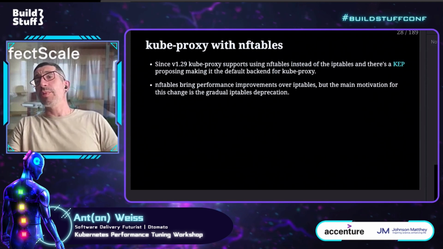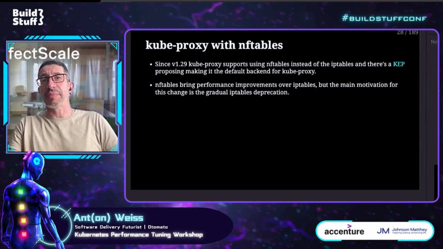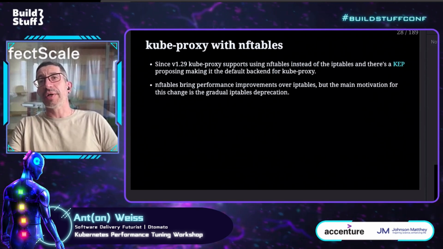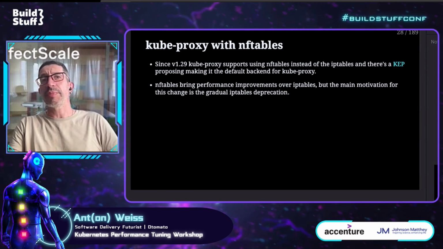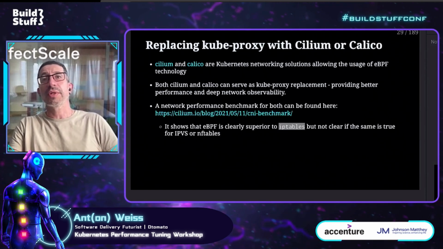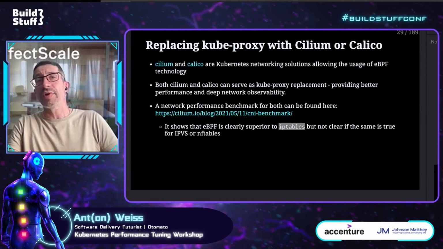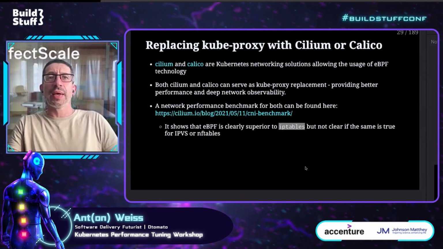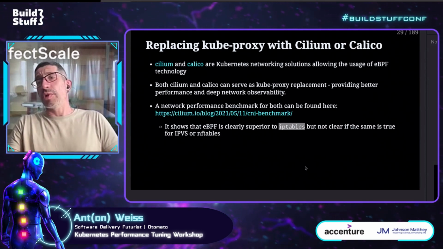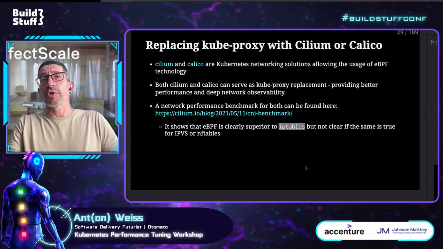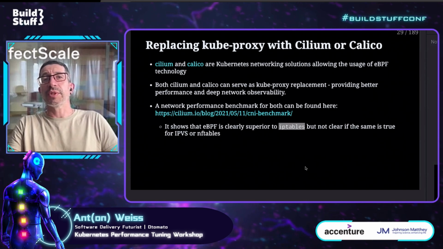You can also use kube-proxy with nftables, because iptables are actually on their way to being deprecated, and nftables are more performant, but again, still not very widely used. And of course, there's always the option of replacing kube-proxy with something like Cilium or Calico based on eBPF and improving the performance this way.